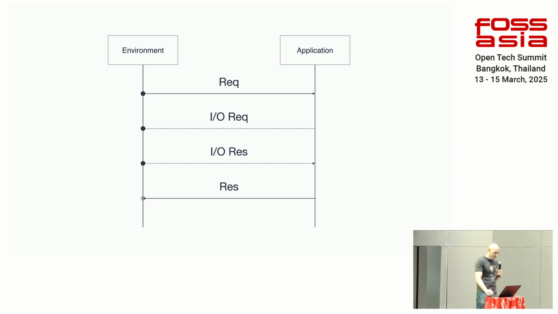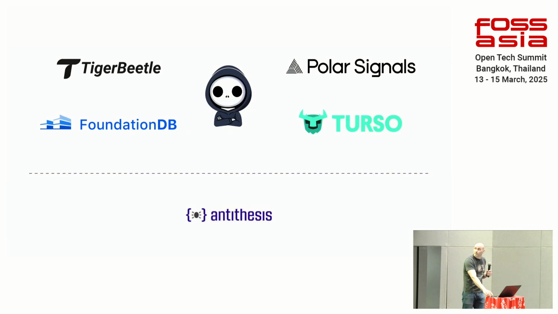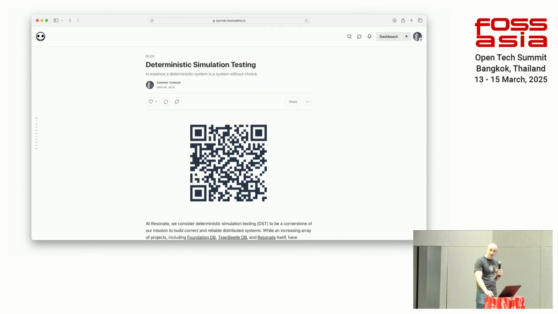Now, who is doing simulation testing today? A few companies and projects have adopted deterministic simulation testing. For example, FoundationDB, TigerBeetle, Polar Signals, Tornow, and my company Resonate. And each project took a different approach in designing and developing its application and in designing and developing its simulator. And additionally, there is Antithesis, the first company offering deterministic simulation testing as a service by implementing their own deterministic hypervisor.